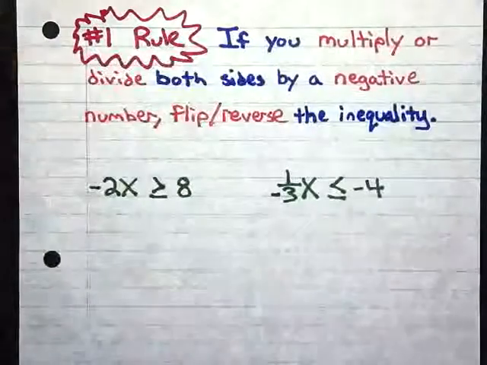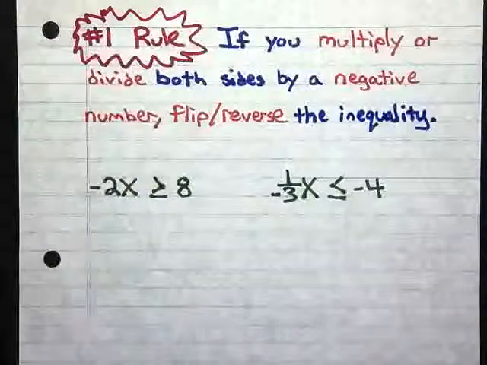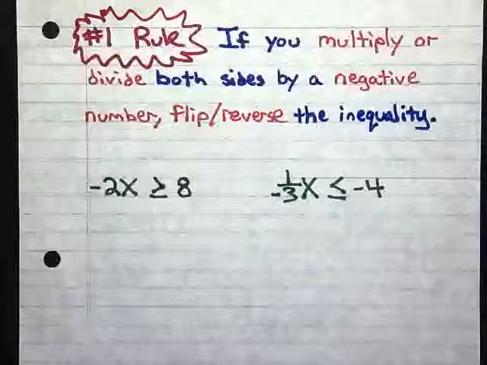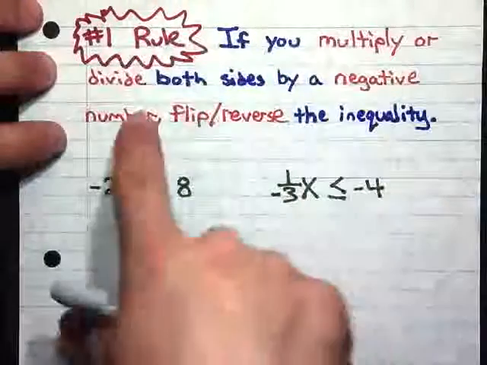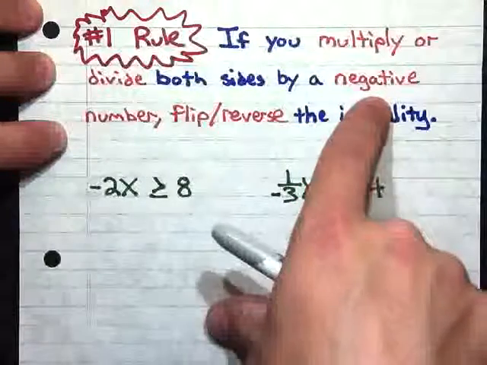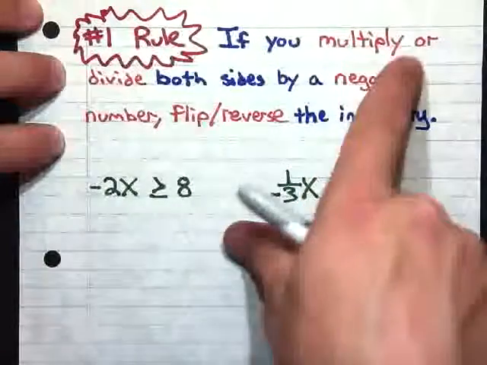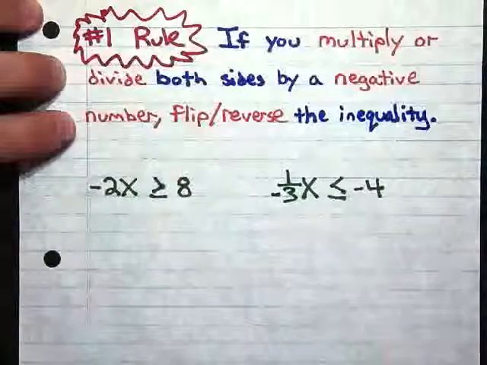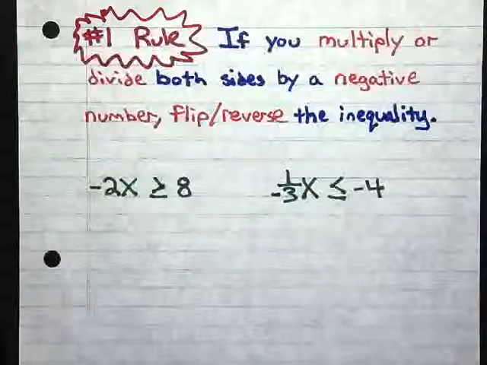Now, solving an inequality is basically done the same exact way as we would solve a regular equation. There's just one difference. And the only difference is that if you multiply or divide both sides by a negative number, make sure you key in on this one. A negative number, you have to multiply or divide both sides by a negative, you're going to flip or reverse the inequality. So let's go ahead and take a look at an example of each one of these.